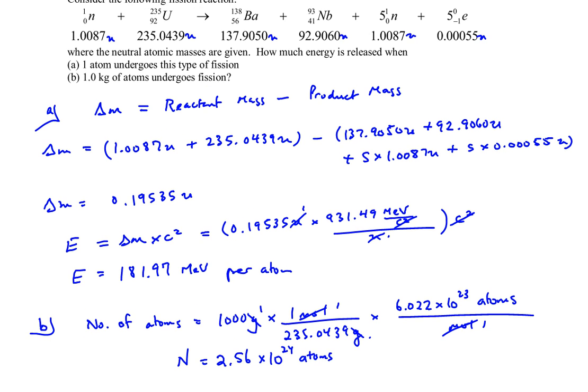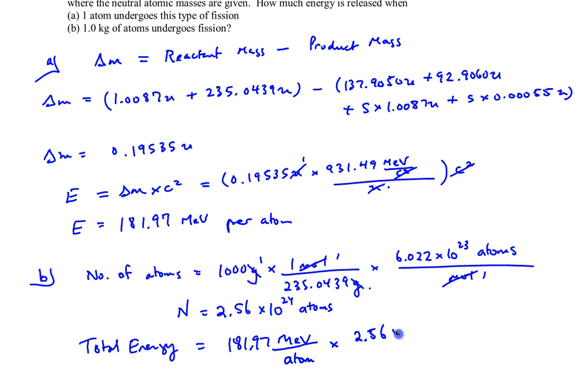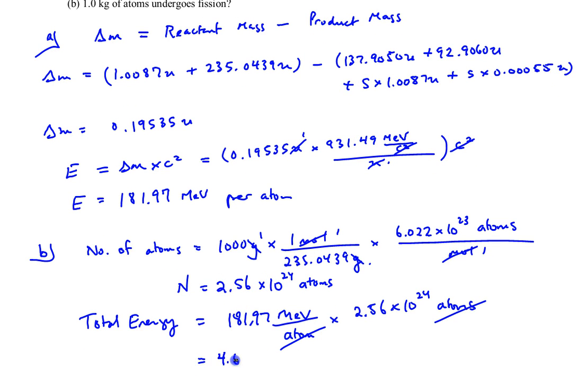atoms. Now moving on to finding the total energy. Well, we know how much energy there is per atom, and we know how many atoms we have. So we just simply take that amount of energy, 181.97 mega electron volts for every atom, and we multiply by the number of atoms that we have in 1 kilogram of that uranium. So that's 2.56 times 10 to the power of 24 atoms. And the atoms cancel out. I end up with 4.66 times 10 to the power of 26 mega electron volts.